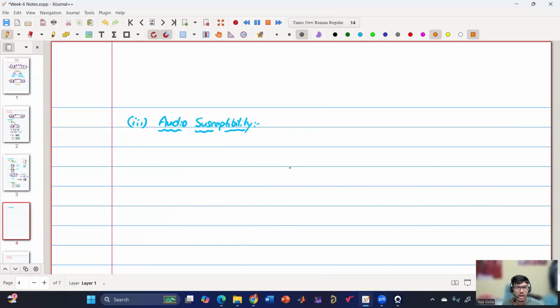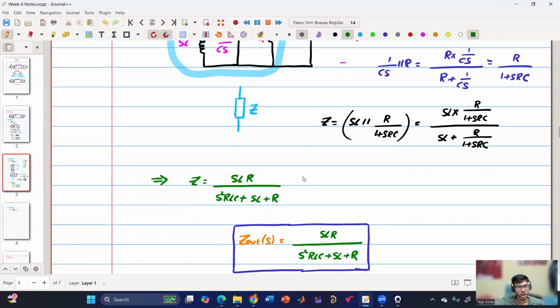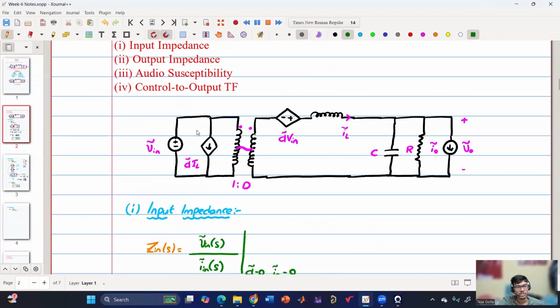Whenever there is disturbance in the input, how much will the output get affected? Because that should not get affected. So we have to see whether there is any direct correlation from input to output or not. This is represented by GVG of S, which is V naught tilde of S by V in tilde of S, when the duty ratio perturbation and I naught perturbation are equated to 0. Which terms will become 0 in this? D perturb is 0 as well as I naught perturb is 0.